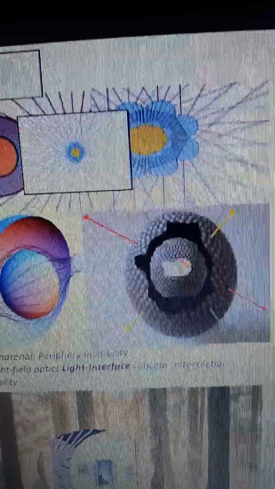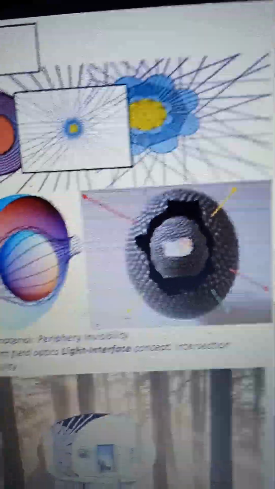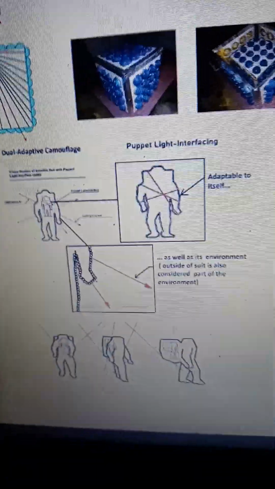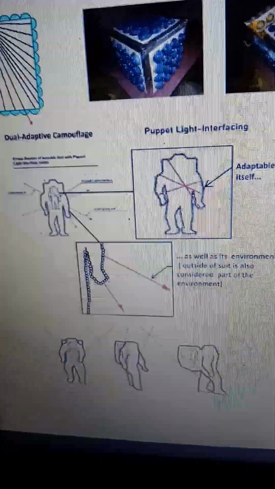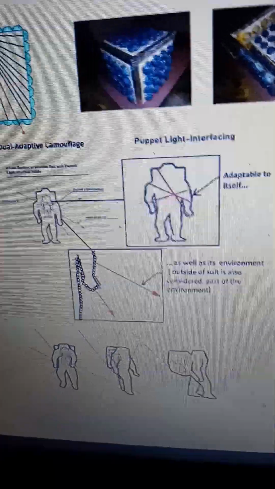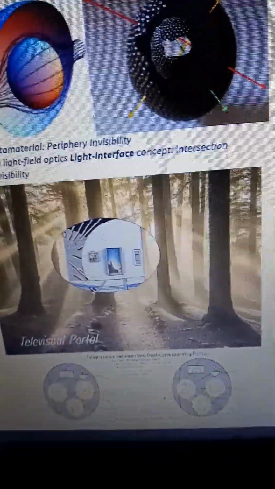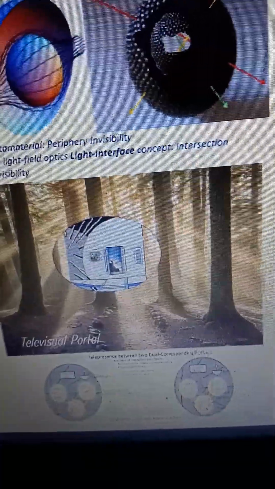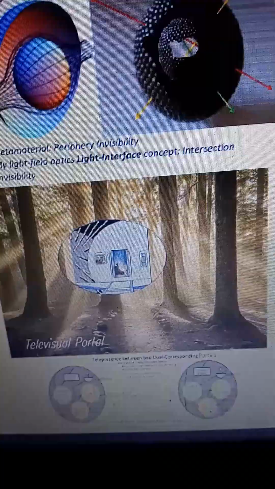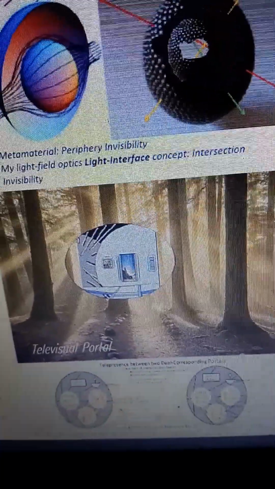This is a spherical light interface, a sphere within a sphere. This is an invisible object, a puppet light interface inside the puppet, inside the invisibility suit. This is a televisual portal, and they have 3 interfaces, but I'll get to that. Okay.